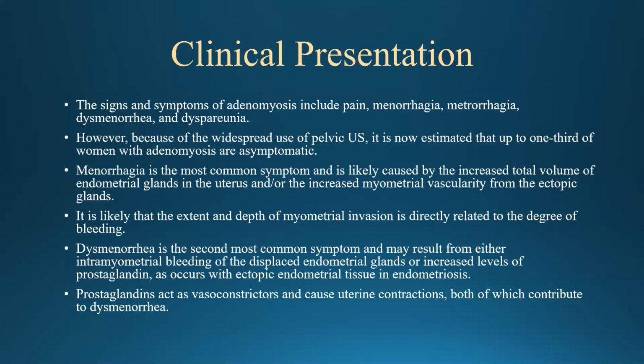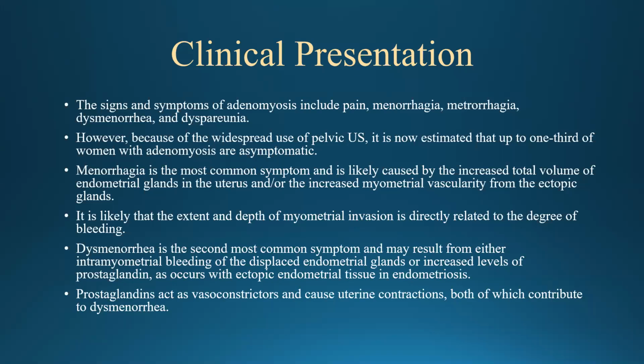When it bleeds, it will cause increased levels of prostaglandins, and this will cause pain in the form of dysmenorrhea. The prostaglandins as well, they act as vasoconstrictors, as we all know, and cause uterine contractions, both of which will contribute to the dysmenorrhea. So I hope that by telling you this, now you understand the pathophysiology of adenomyosis, then how the woman will present to you: either in a third of cases asymptomatic, without a symptom. You will discover that incidentally on ultrasound, or she will come with pain or bleeding.